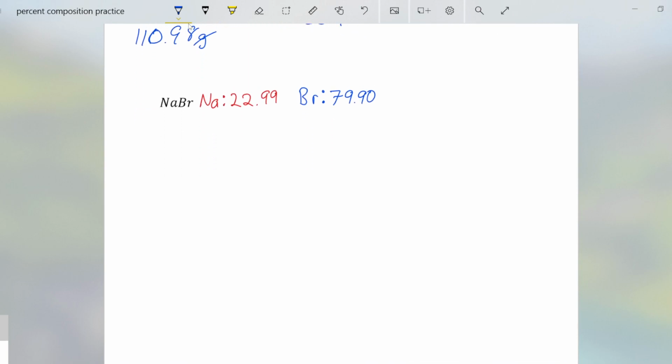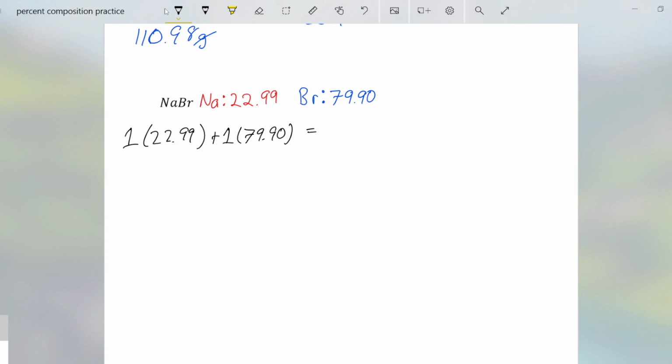Here I have sodium bromide, and I also have the masses of sodium at 22.99 and of bromine at 79.90. So my molar mass, which is the first thing I need to calculate when I do a percent composition, is 22.99. Of course, there is 1 sodium in this molecule, and we will add to that the contribution from bromine, which is 1 atom times 79.90.